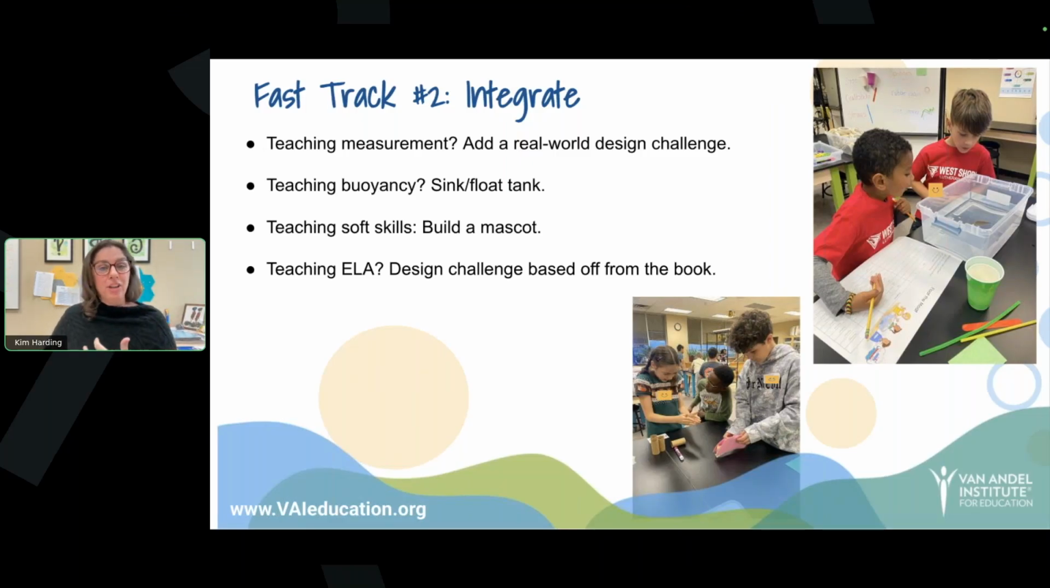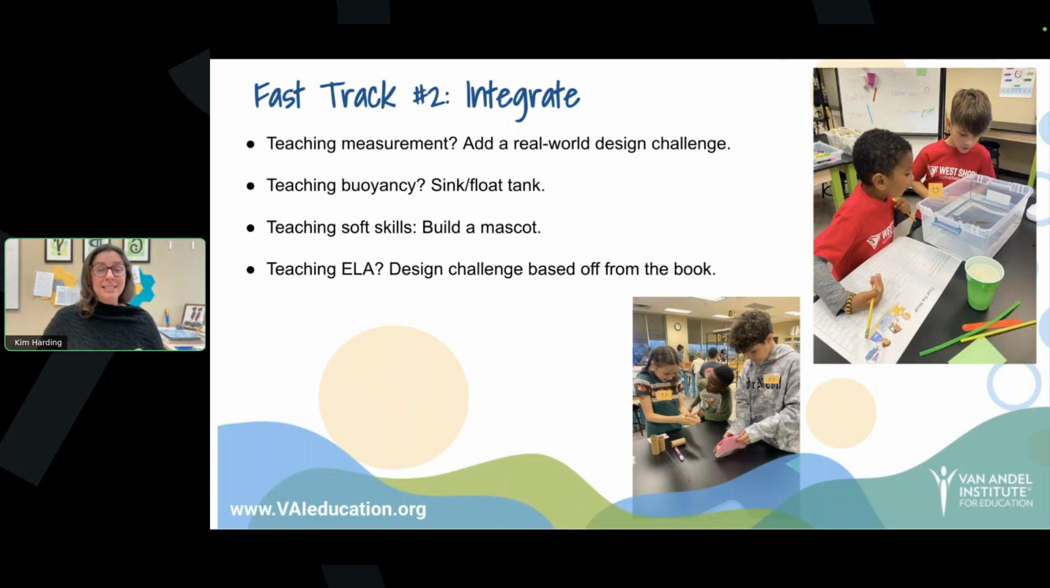If you're teaching measurement, you could do a real world design challenge where they are building something and then having to do the measurements. Maybe they're figuring out the area of something. So allow them to build it, allow them to measure it and to report out on it and have that connection while being creative in your classroom.